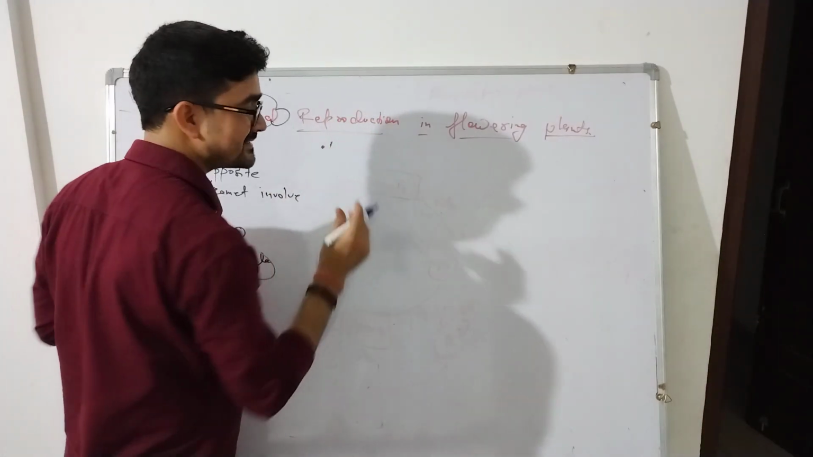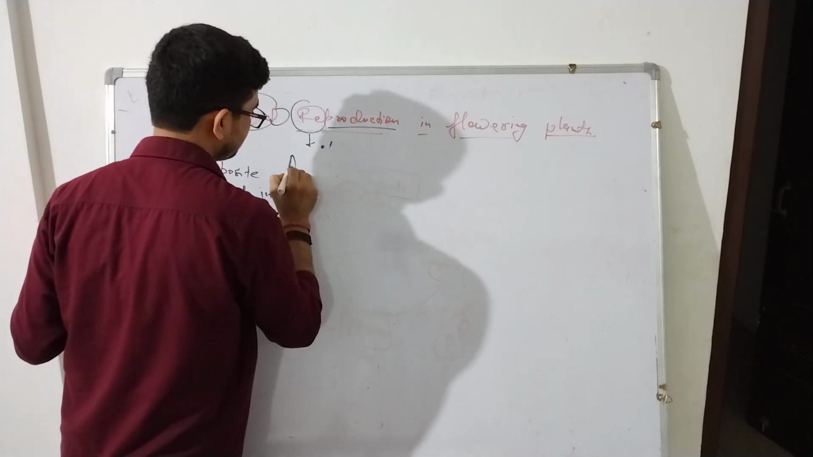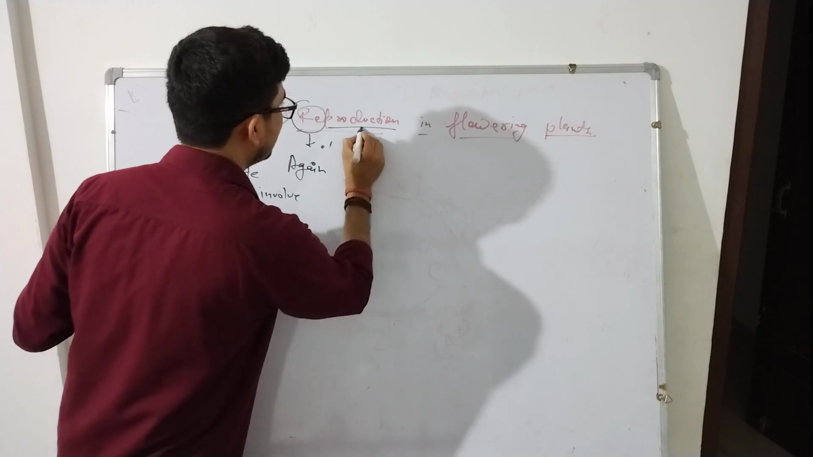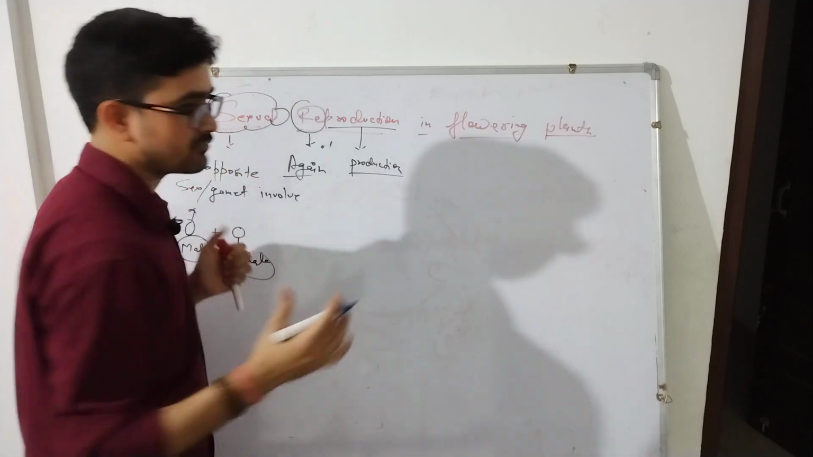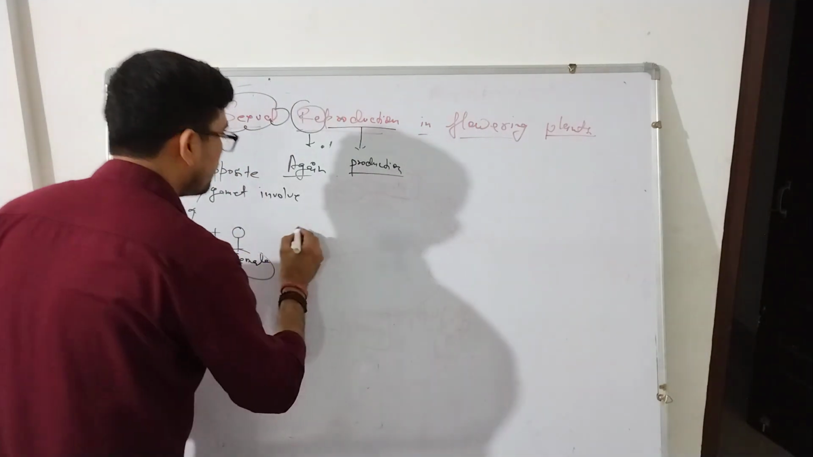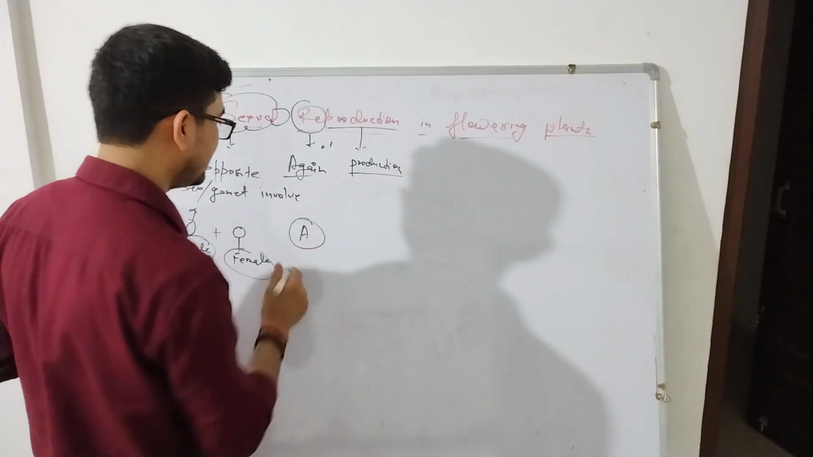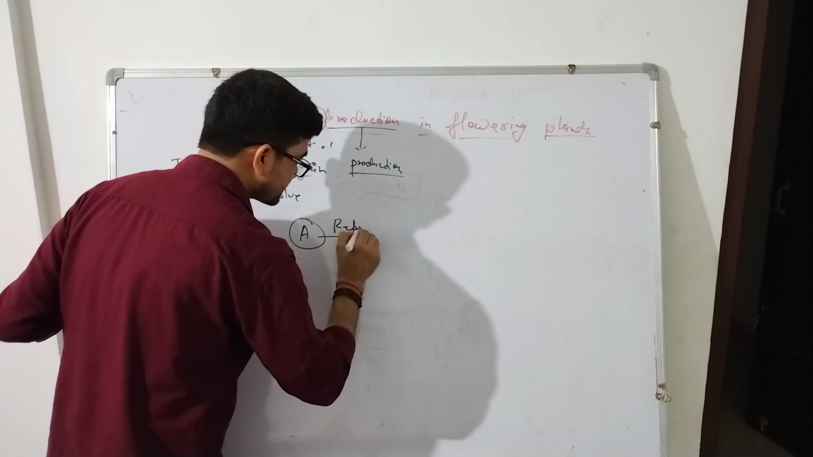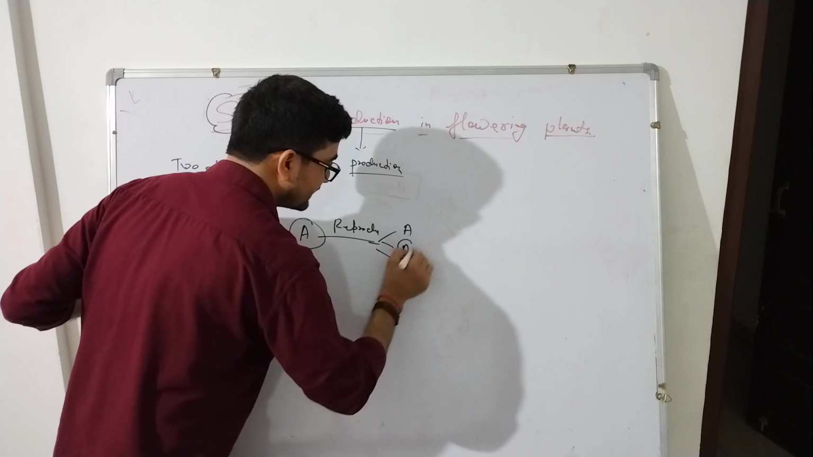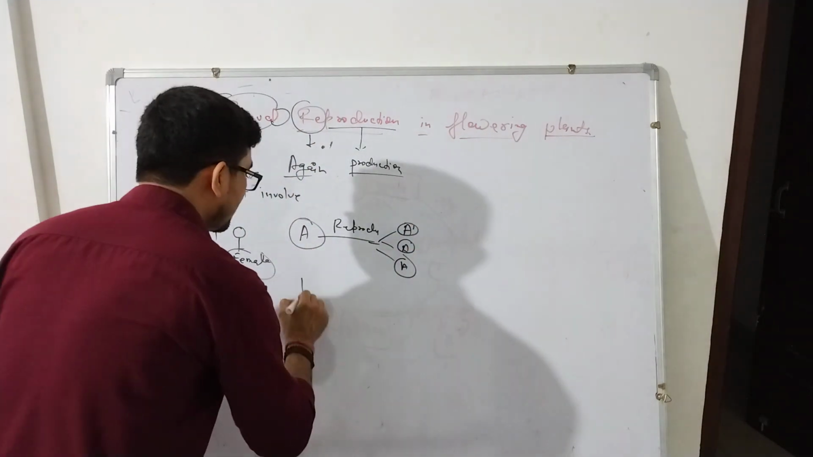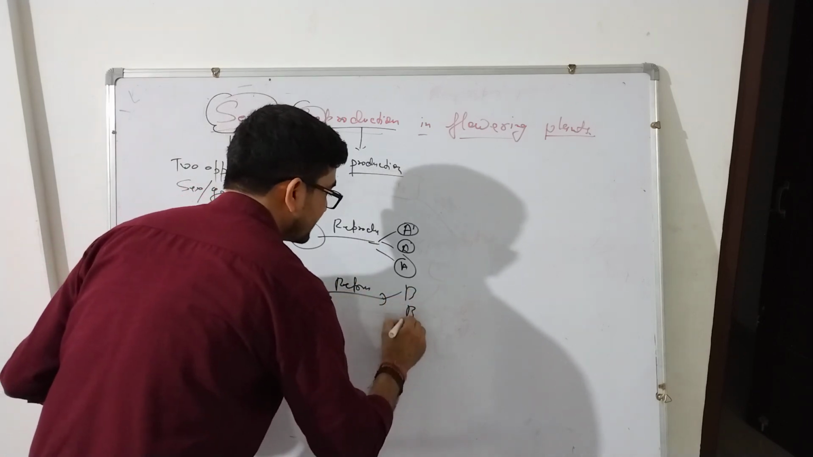What is reproduction? Reproduction is made up of two words, re and production. Re means again, and production means production. Suppose one animal A is any animal, and it reproduces to form many A-type progeny. Suppose another animal is B, it reproduces to form many B.